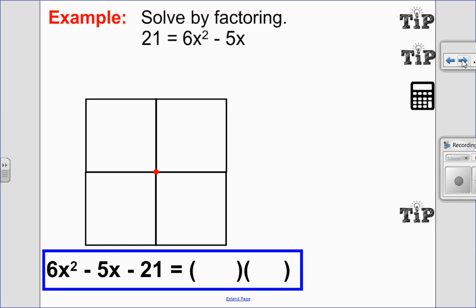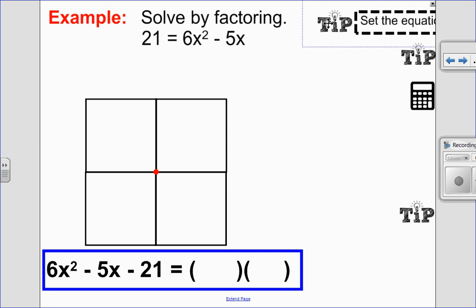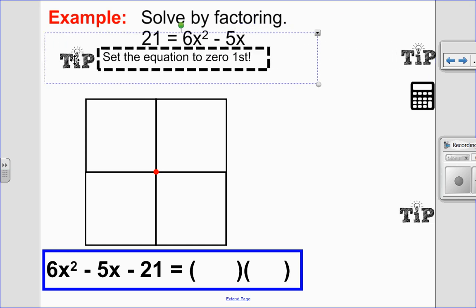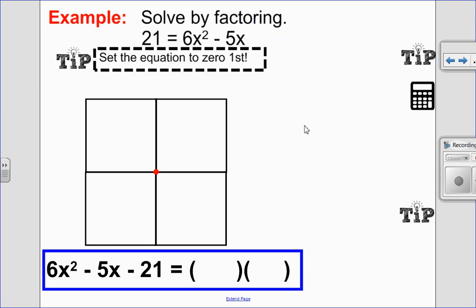Okay, what I would recommend is you guys pause the video and try this one on your own, and then come back and watch the solution. So the very first thing that I want you to remember is to set your equation equal to 0 first. You have to set it equal to 0. So I'm going to subtract 21 from both sides. So I will have 6x squared minus 5x minus 21.